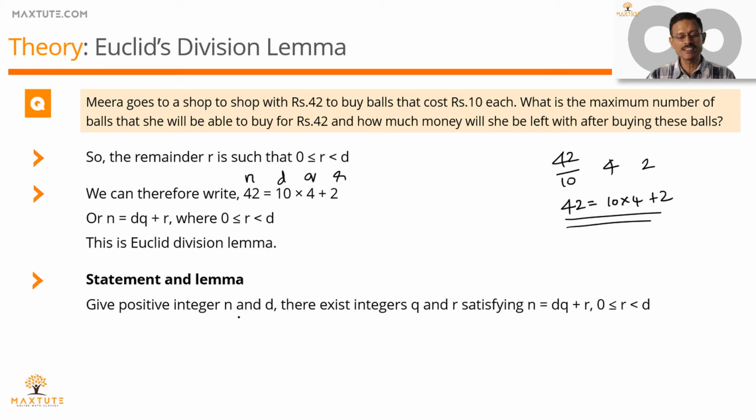Given positive integers n and d, n is the dividend of the division and d is the divisor. The division lemma is applied on these two. There exist integers q and r such that n is equal to dq plus r. r takes values from 0 all the way to a number less than d. It can go as high as d minus 1.